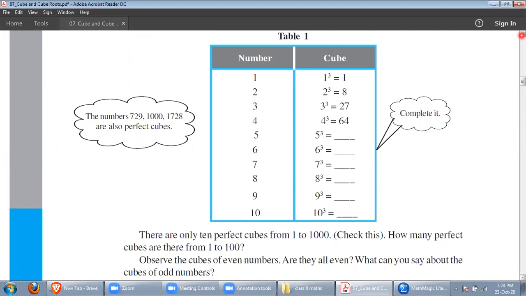What about square, if you remember? What about square? Yes, tell me. Does this rule obey in perfect square numbers?